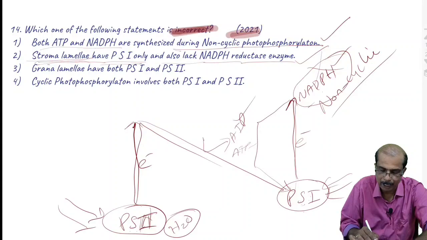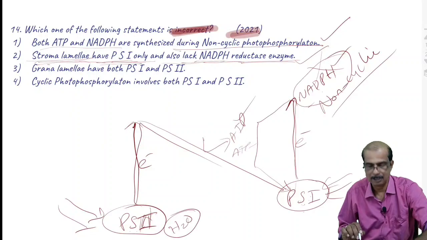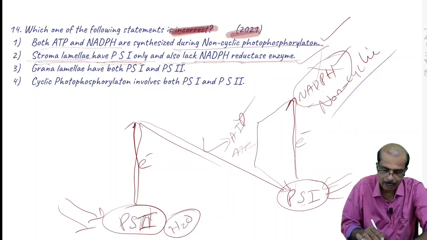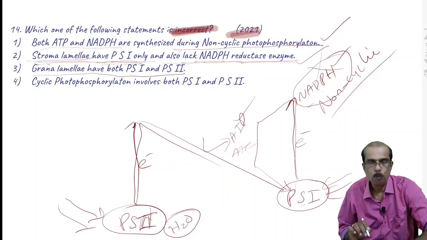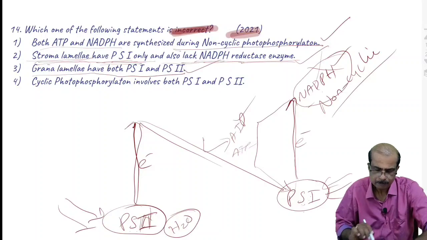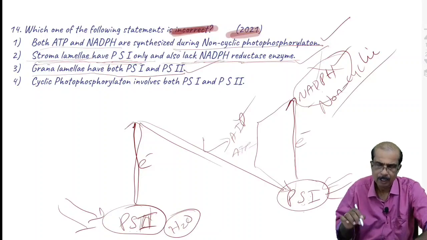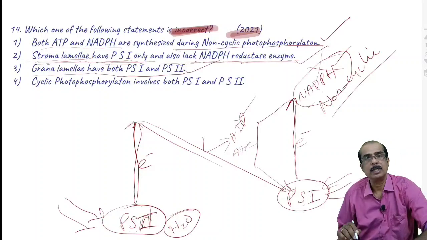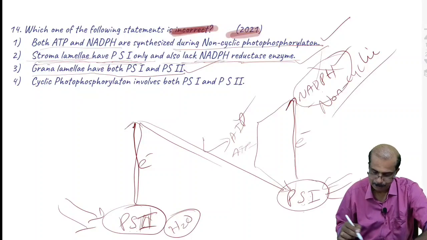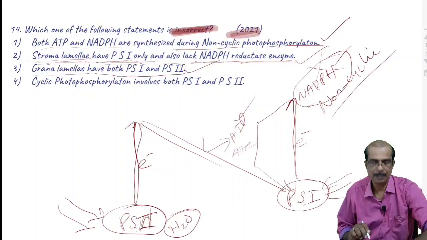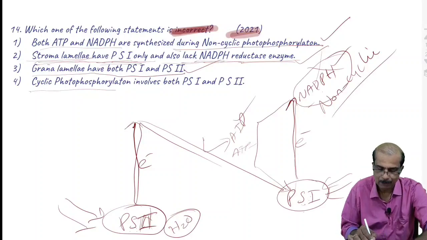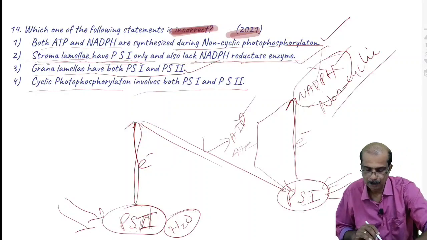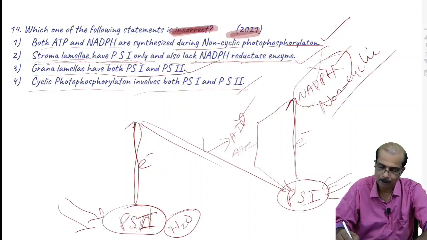In stroma lamella, PS2 is absent, only PS1 is there, and it also lacks the NADPH reductase enzyme. Option 3, grana lamella have both PS1 and 2. Correct option. In grana lamella, non-cyclic photophosphorylation also takes place, and there PS1 and PS2 are present. Fourth option, cyclic photophosphorylation involves both PS1 and PS2. That option is a wrong one.